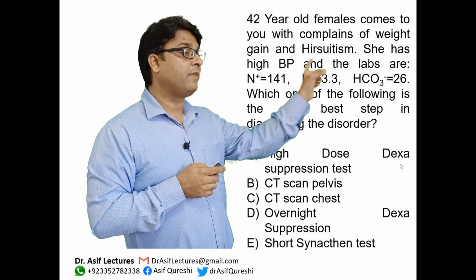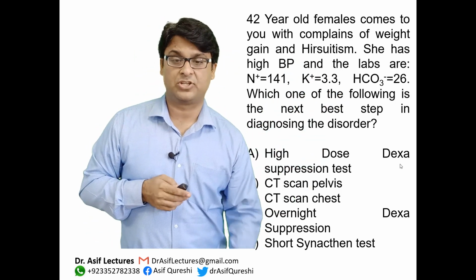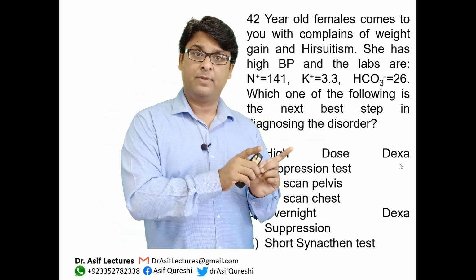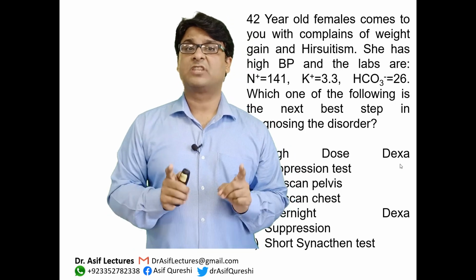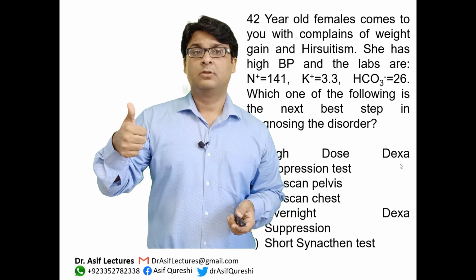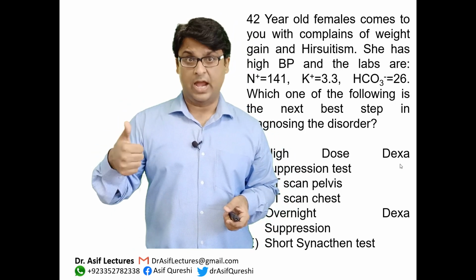So these labs are telling you a hypokalemic metabolic alkalosis picture, yeah? Now, the question is, which one of the following is the next best step in the diagnosis of this? Again, the next best step. Whenever hypercortisolism is suspected, step number 1, see if the levels of cortisol are high.